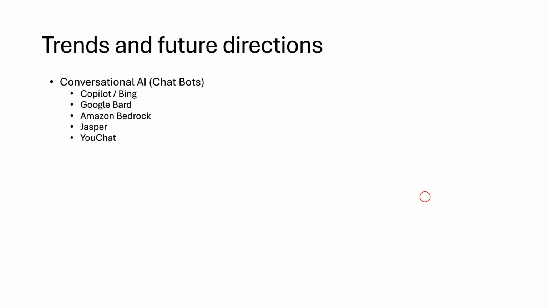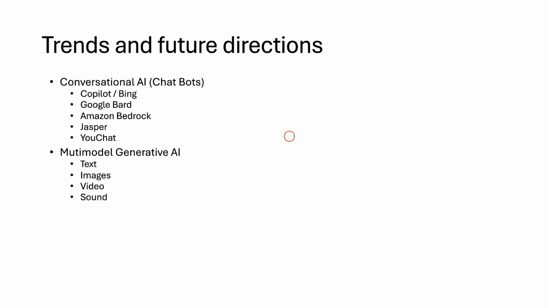Those are chatbots like Copilot. So in Bing, we have Copilot. Even Google has its own version of this chatbot, that is Google Bard. Now currently they are calling it Google Gemini. And Amazon Bedrock, Jasper, and UChat, so many conversational AIs are coming into the picture nowadays. Even ChatGPT.